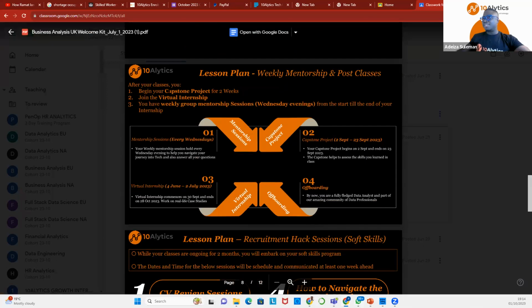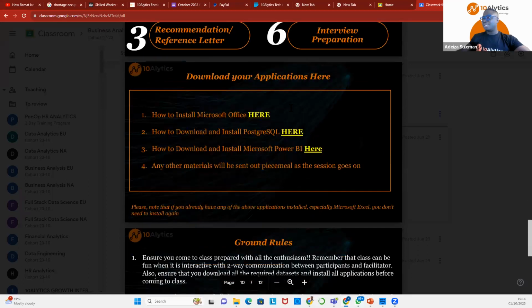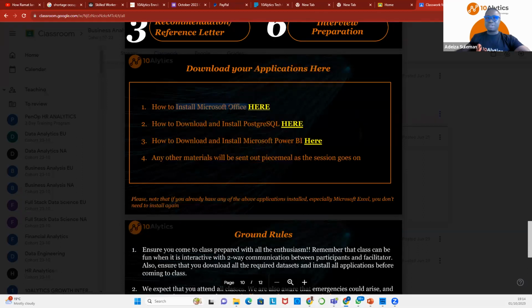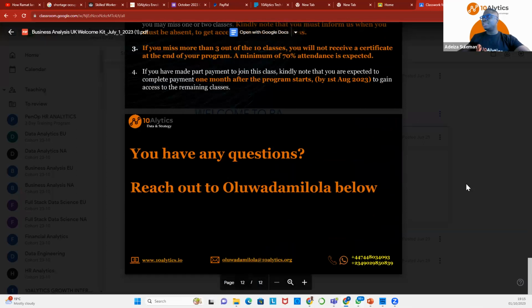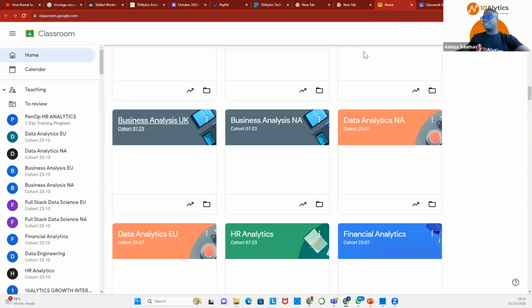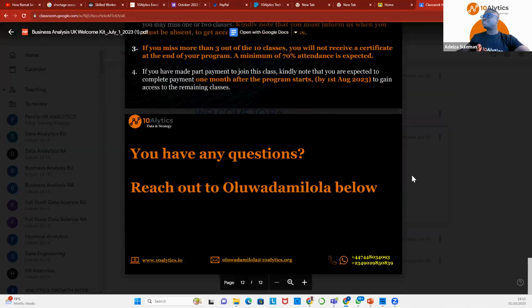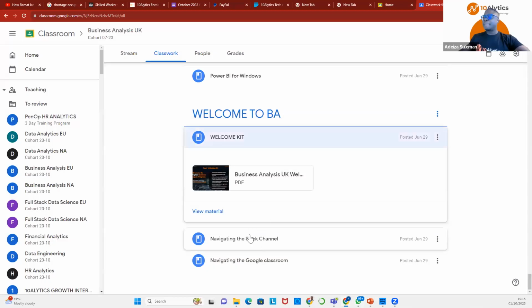When you have your capstone project, your virtual internship, your weekly group mentorship sessions, you have all the details. How to install Microsoft Office, you have the link. How to download and install SQL, you have the link. How to download and install Power BI, you have the link. You have the ground rules. You have every single thing that you need to be a part of the program. Okay, so that's the welcome kit.